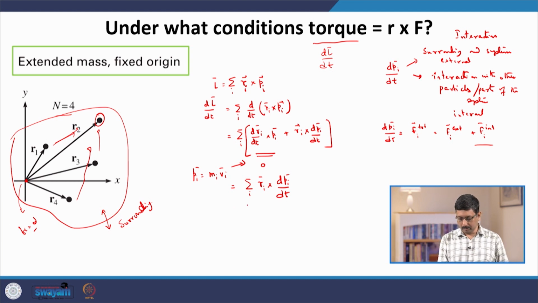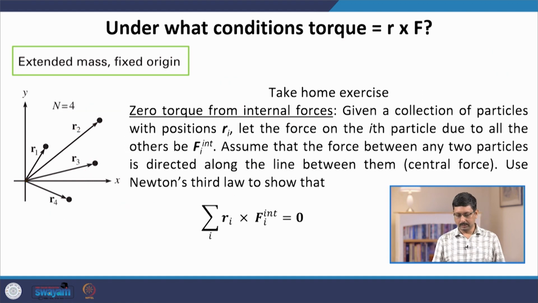So, we write it as sum over i of r_i cross F_i external, plus sum over i of r_i cross F_i internal. Now, here is a take home exercise: in this situation, where F_i internal is the force due to all other particles, show that this term vanishes.